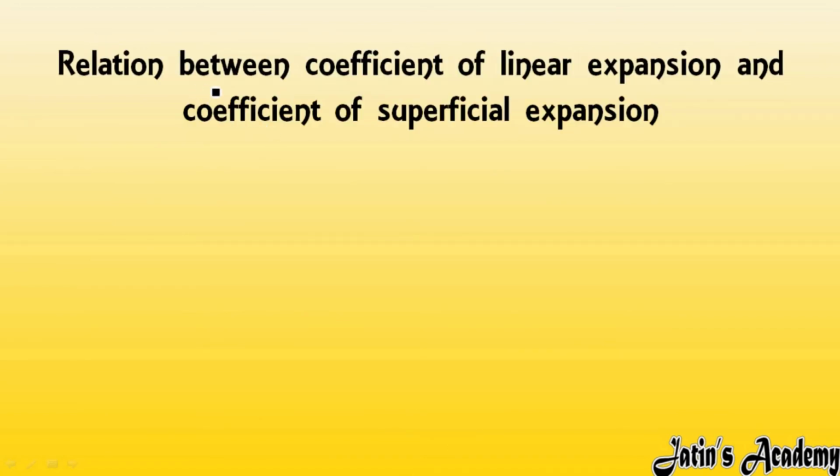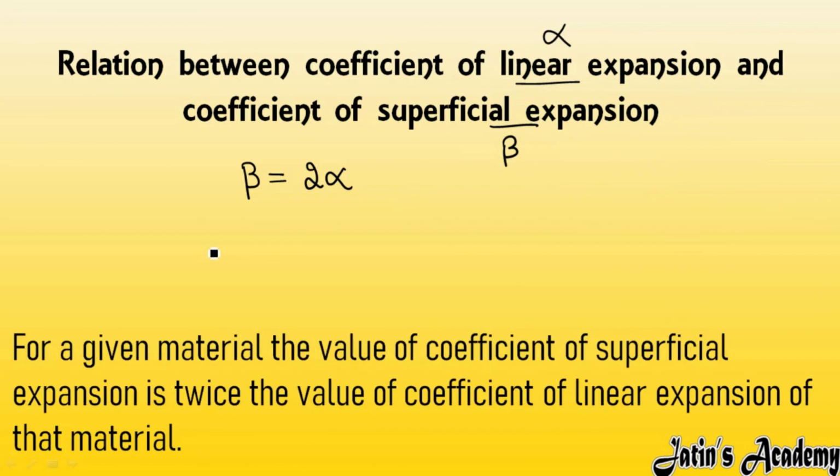So next topic we are having is the relation between coefficient of linear expansion and coefficient of superficial expansion. As you know, coefficient of linear expansion is alpha and coefficient of superficial expansion is beta. Now we are going to see the relation between alpha and beta. So the relation is like this: beta, the coefficient of superficial expansion, is equal to twice the coefficient of linear expansion, that is beta is equal to 2 alpha. And how this relation came, that you will do in the higher classes. Okay. So here we have the definition of this relation between alpha and beta. For a given material, the value of coefficient of superficial expansion is equal to twice the value of coefficient of linear expansion of that material. Okay, this is the relation between alpha and beta.